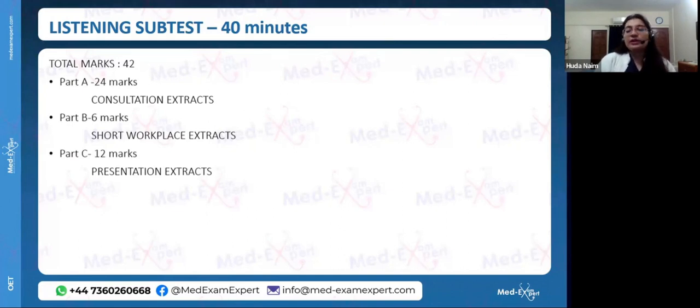Now, the problem with the listening subtest that a lot of candidates face is that the audio is not repeated. Once you lose the track of the audio, you'll be losing marks. So the main aim to attempt listening would be to stay completely focused, remain 100% focused, hear the audio properly, and utilize the time that you get before the audio starts. So we'll see what each subtest is about.